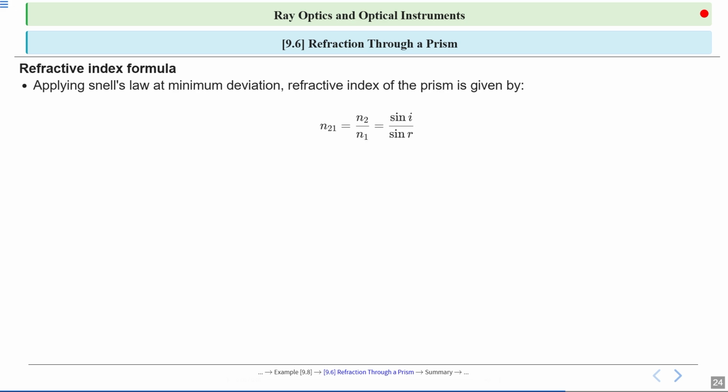Here is the formula for the refractive index. N21 equals N2 upon N1 equals sin i upon sin r. In this equation, N2 and N1 represent the refractive indices of two media. This formula is essential for determining how much the light bends as it passes through the prism.